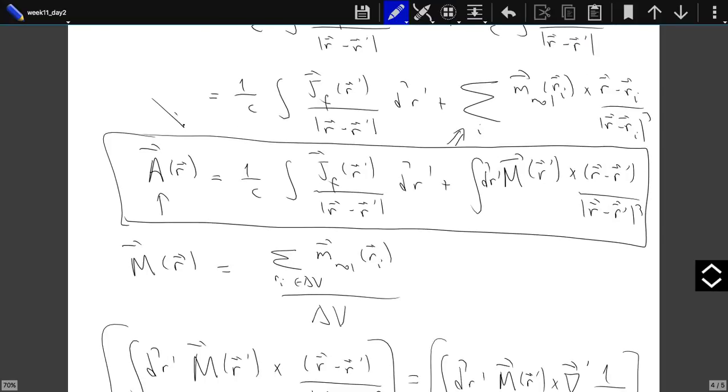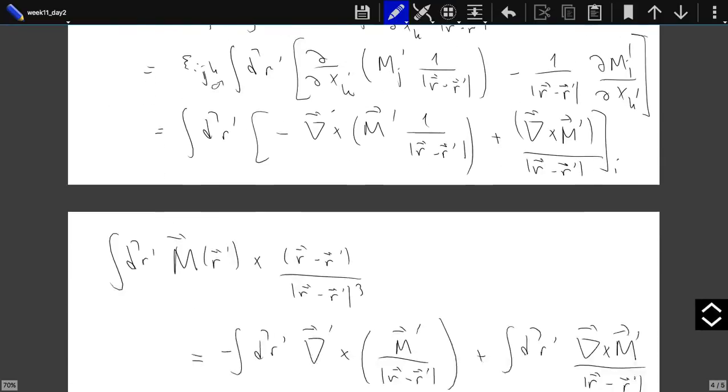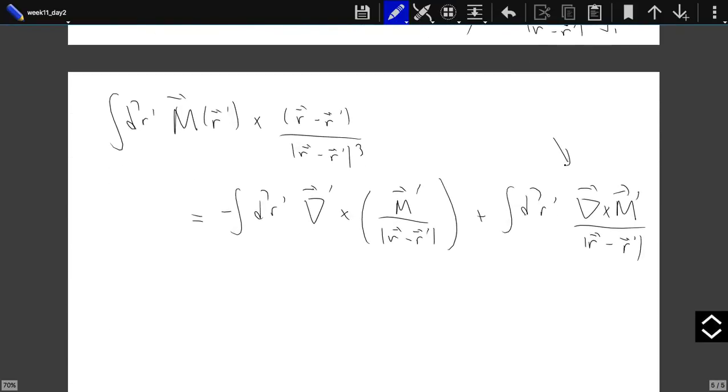Now, if you compare it with this expansion over here, you see the first term is j over c divided by r minus r prime, integrated over. So this term over here is curl of m divided by r minus r prime. So basically the second term would correspond to some volume current density due to the magnetization of my system. That's the local bound current density.